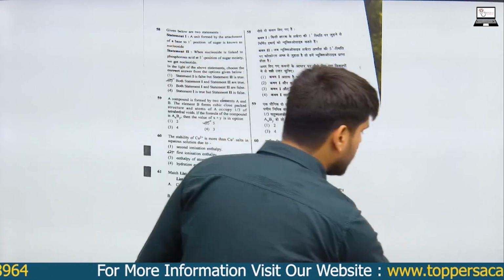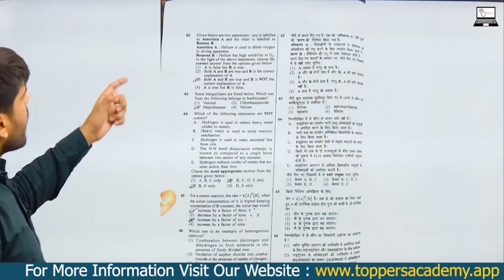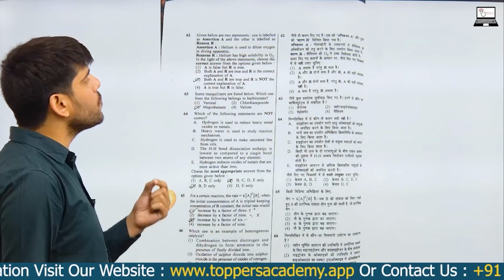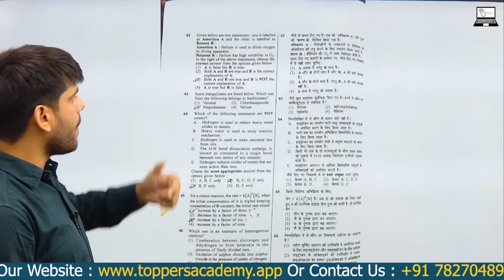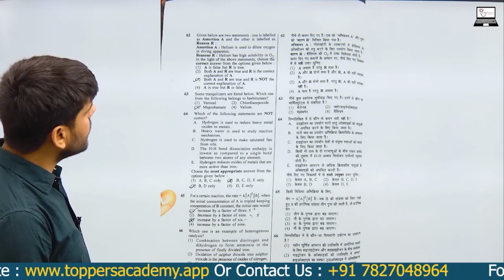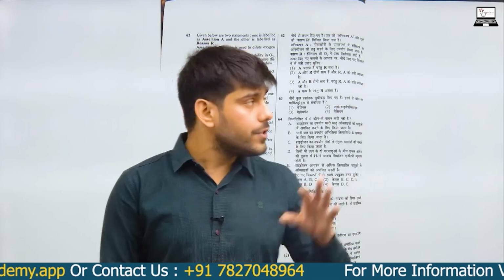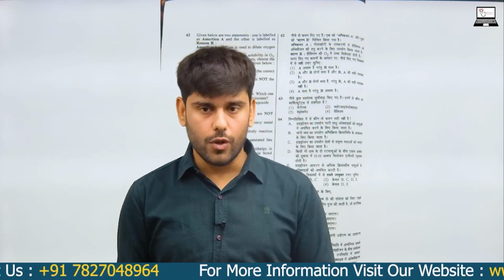Let us discuss the next question. The next question is again assertion reason type question. Helium is used to dilute oxygen in diving apparatus, and the reason is helium has high solubility. Now look here. This question is from the application part of Henry's law, where we discuss the solubility of gases.